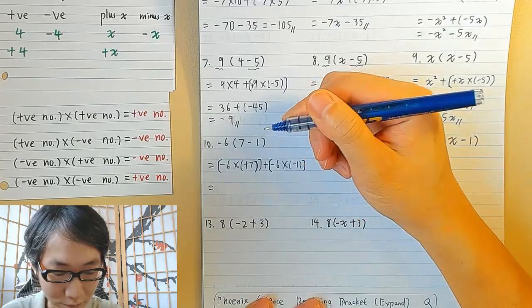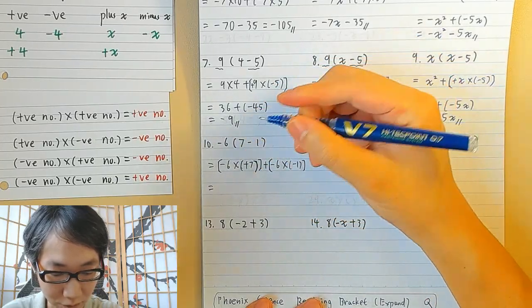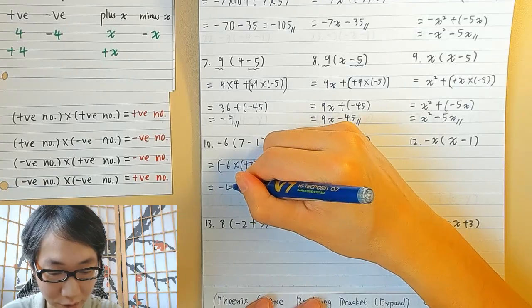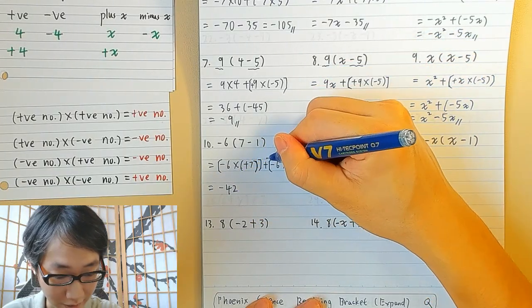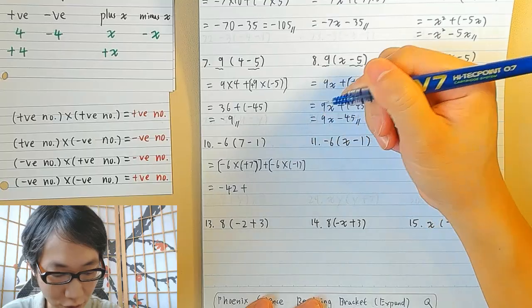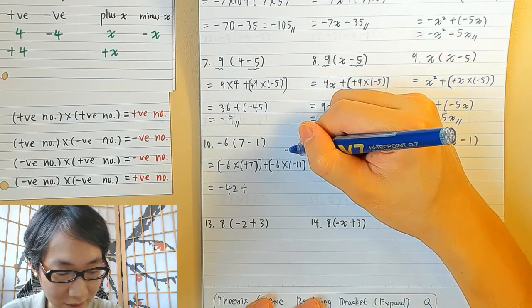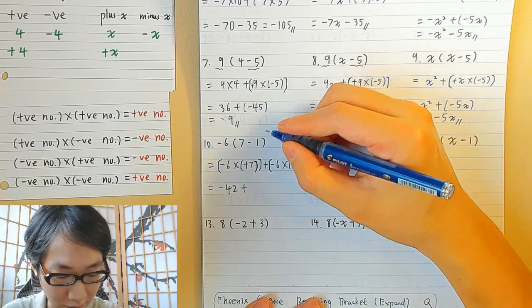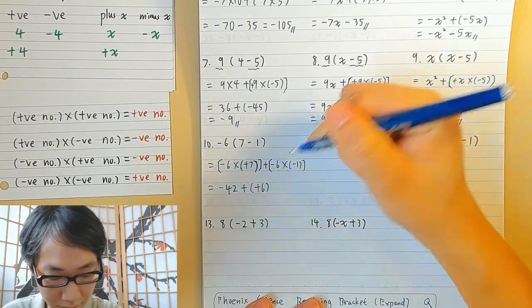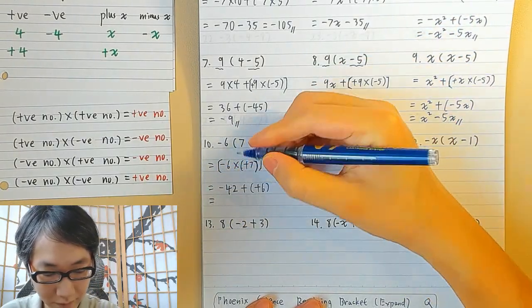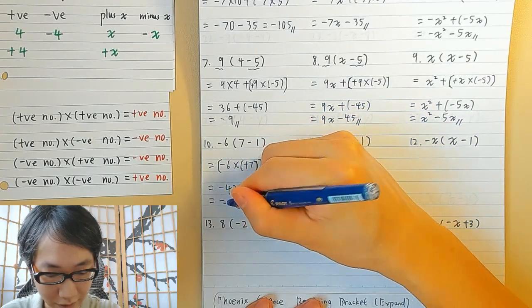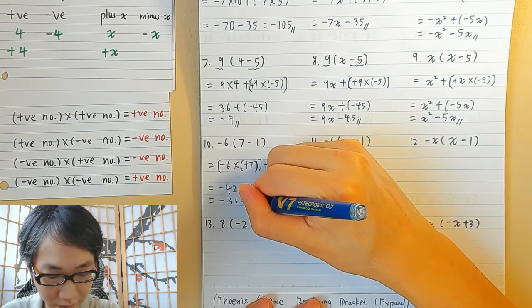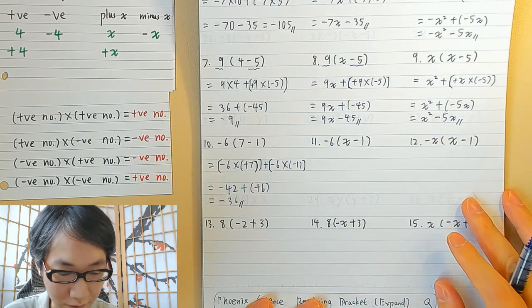So the first term will be negative 42. Negative 6 times positive 7 will give us negative 42. And the second term, negative 6 times negative 1, will be positive 6. And we have negative 36. Okay.